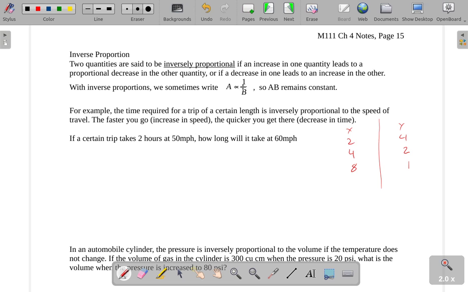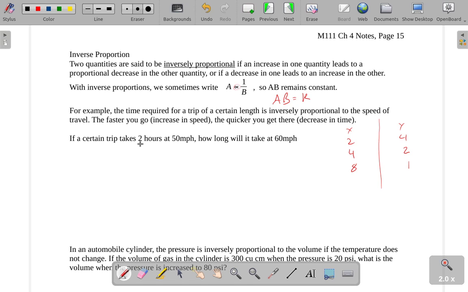When we're drawing inverse proportionalities, we use this same alpha symbol we saw with direct proportionalities, except now we say A is proportional to 1 over B. And so what you can do is say A times B remains constant. So A times B equals K.